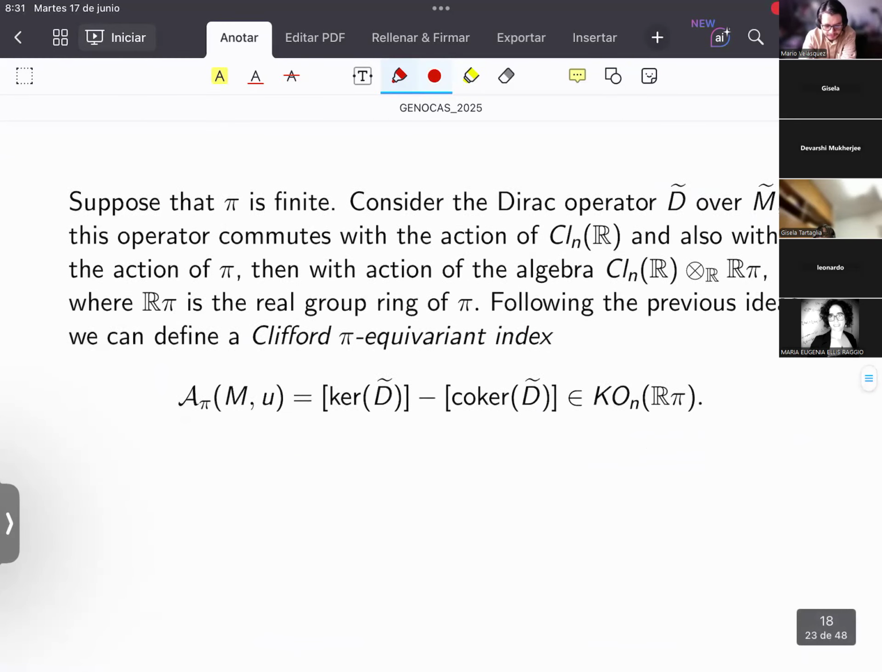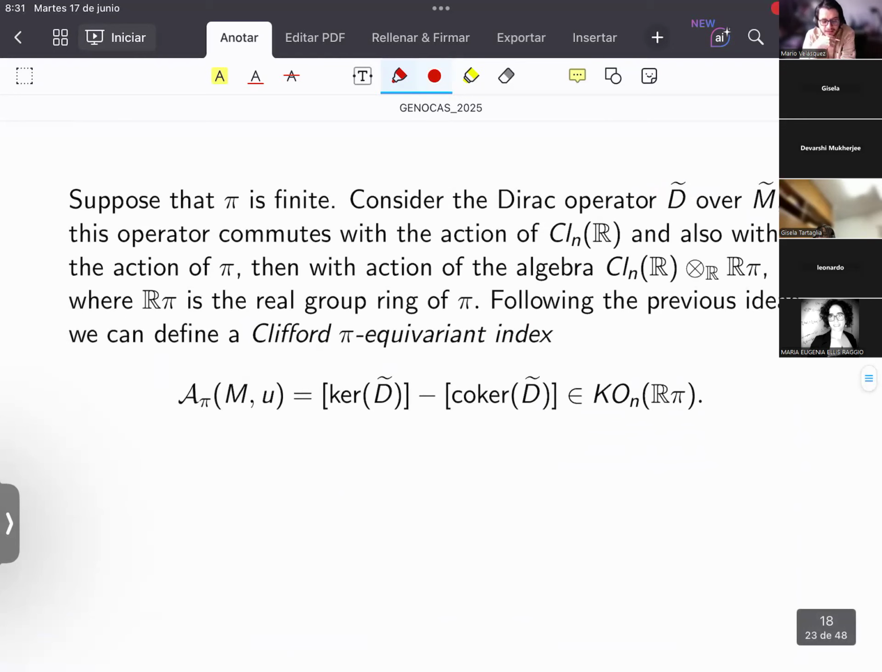Suppose, for example, that P is a finite group. Then we have M tilde, and we have the Dirac operator D tilde over M tilde. This operator commutes with the action of the Clifford algebra and also commutes with the action of P. Then we have an action of the Clifford algebra tensor the real group algebra, RP.